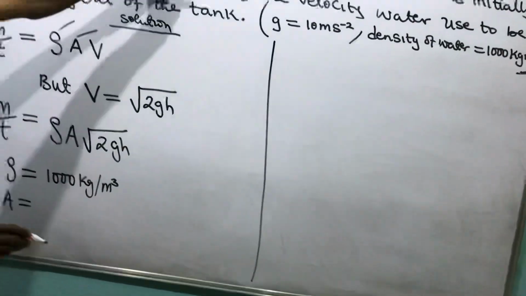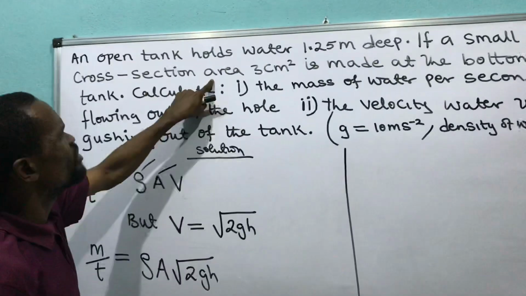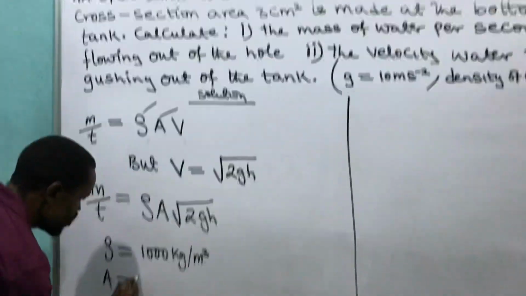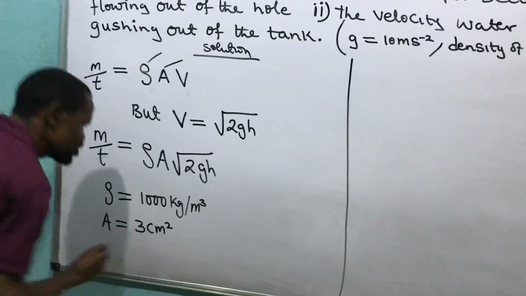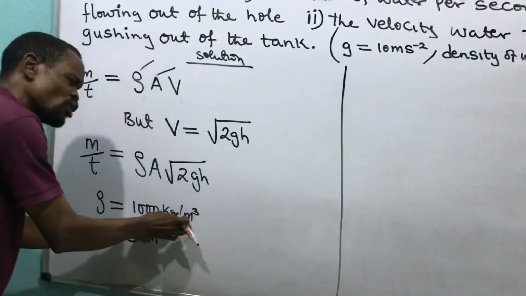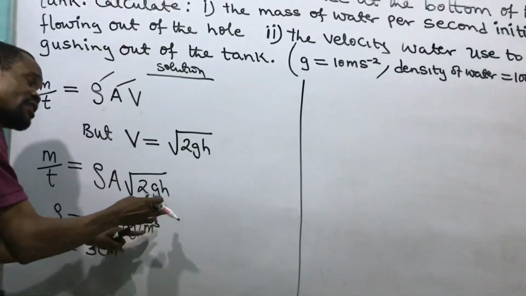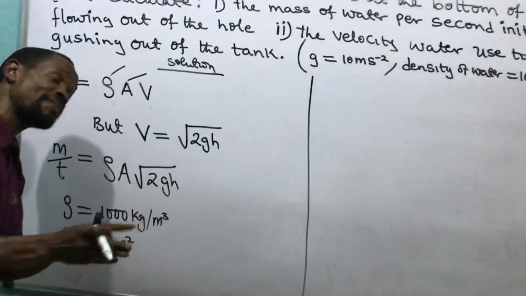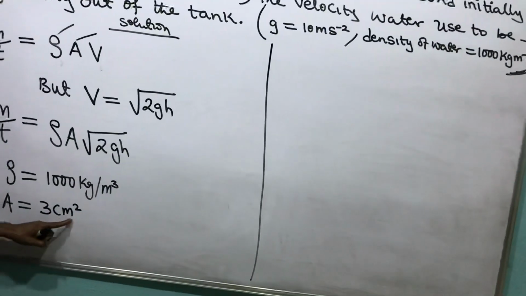Look at the cross-sectional area. They say the cross-sectional area is 3 cm squared, which is the cross-sectional area. Remember that the density is in kilogram per meter cubed, and the acceleration due to gravity given to me is in meter per second squared. But what they give me here is 3 cm squared.